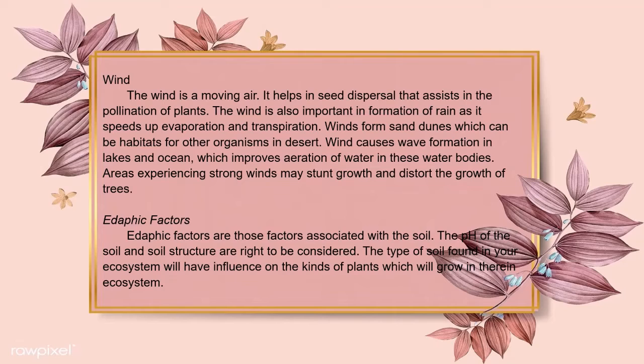Next, edaphic factors. Edaphic factors are those factors associated with the soil. The pH of the soil and soil structure are to be considered. The type of soil found in your ecosystem will have influence on the kinds of plants which will grow in that ecosystem.